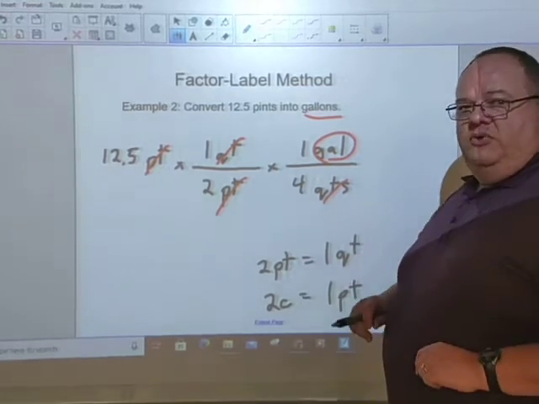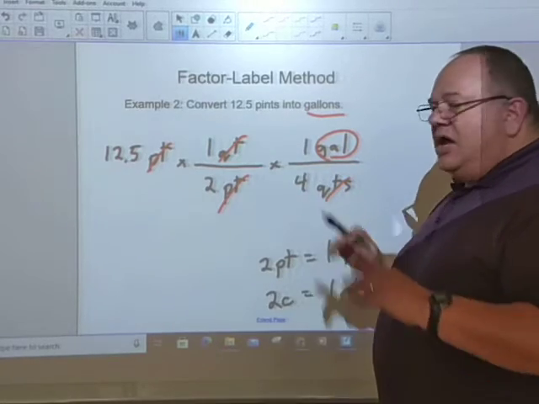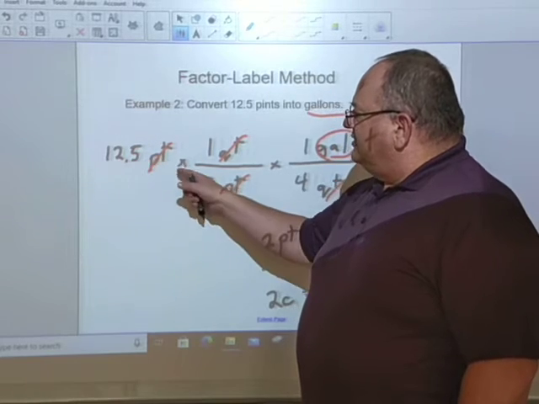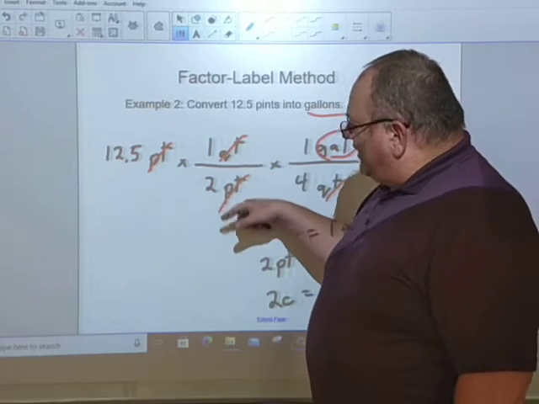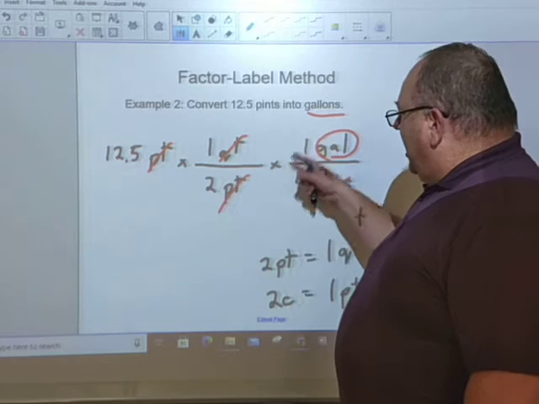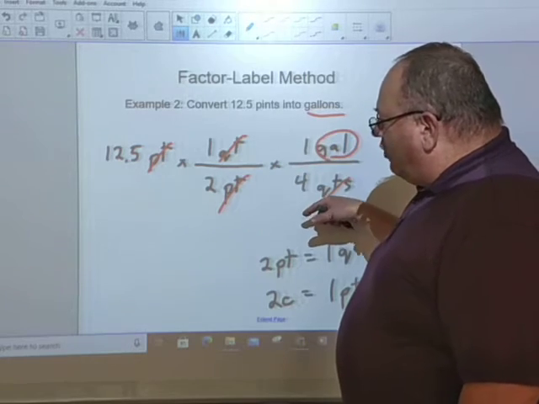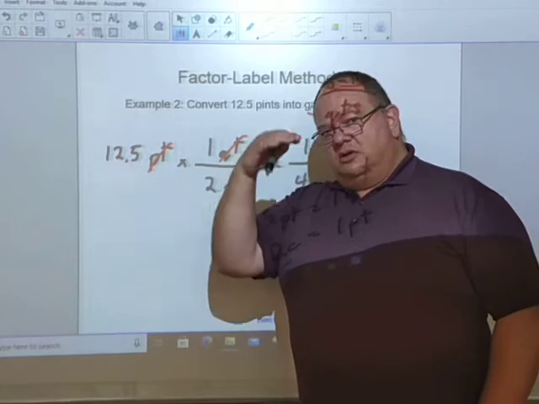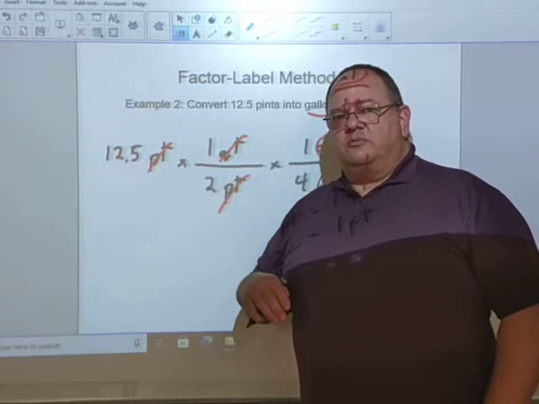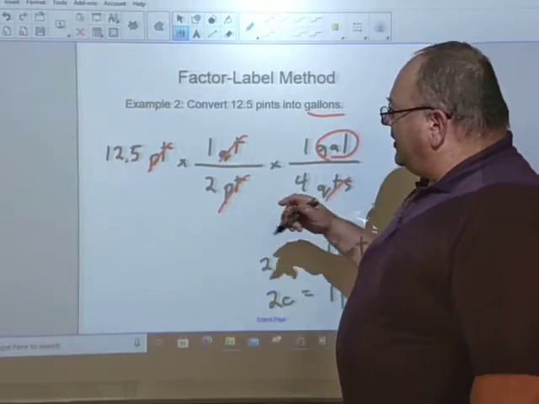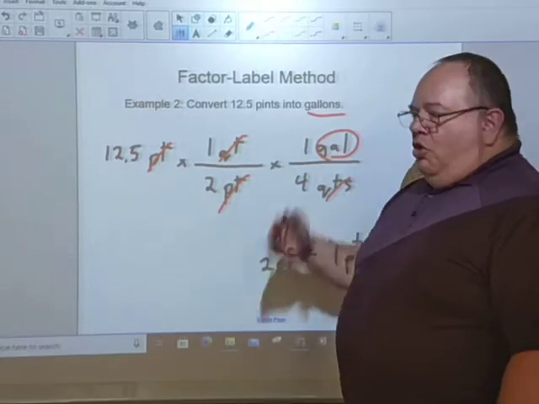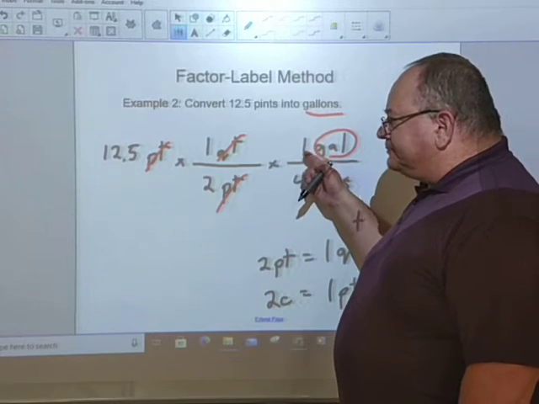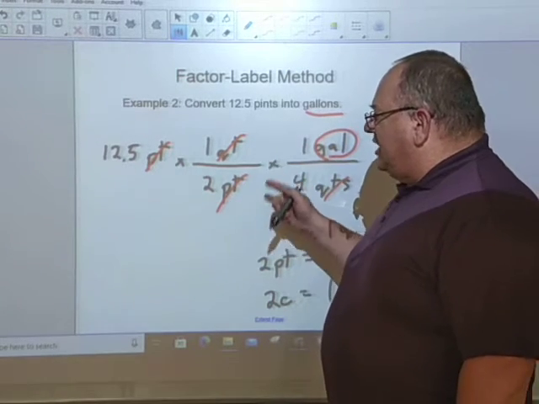So I'm done doing conversion factors. Now I do the math. And my math says take 12.5 times 1 divided by 2 times 1 divided by 4. I would really encourage you to try to use that ordered thinking for doing your math. Could I take 12.5 times 1 times 1 divided by 2 times 4?